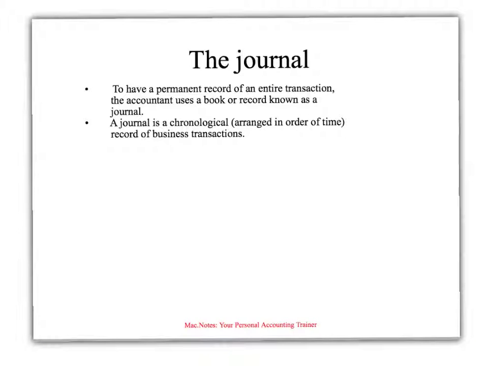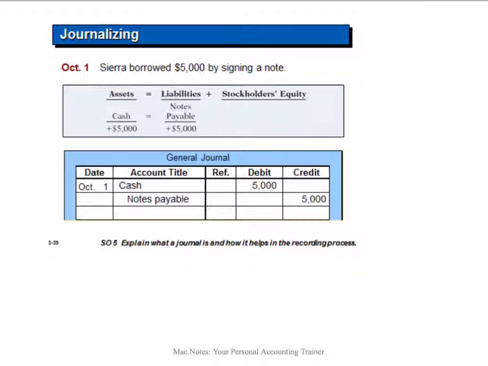The journal is a permanent record in which we record all business transactions as they have happened. So therefore the journal is in chronological order, and it is a record of all business transactions. Now, this is what it looks like, the general journal, and I'll show you the process of journalizing. For example, let's assume that we borrowed $5,000 by signing a notes payable. Well, there are 2 accounts that are affected. Cash goes up, and notes payable goes up by $5,000.